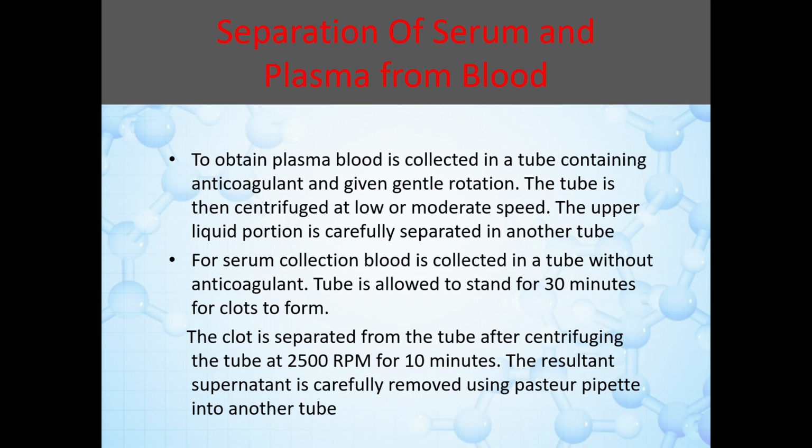For serum collection, blood is collected in a tube without anticoagulant, and the tube is allowed to stand for 30 minutes for the clots to form. The clots are separated from the tube after centrifuging the tube at 2500 rpm for 10 minutes. The resultant supernatant is carefully removed using a Pasteur pipette into another tube.